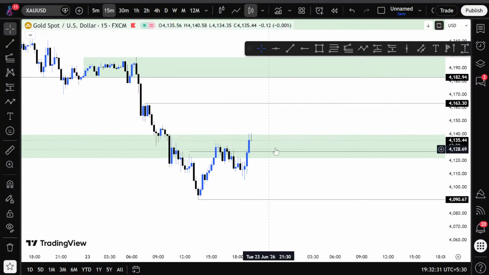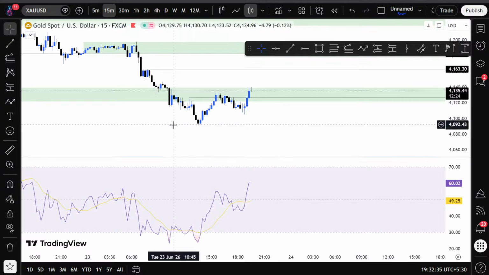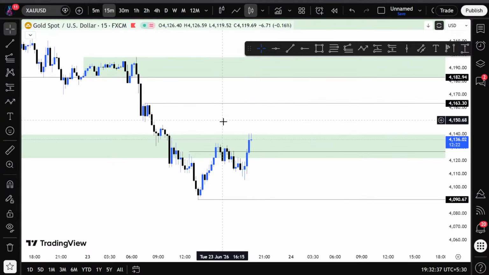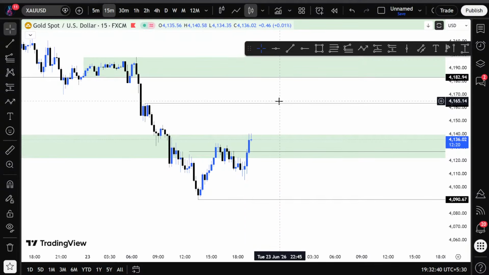If you want to short it, your stop loss should be above this high, but it will be very risky. It has a high potential to go up and sweep the high of 4163.